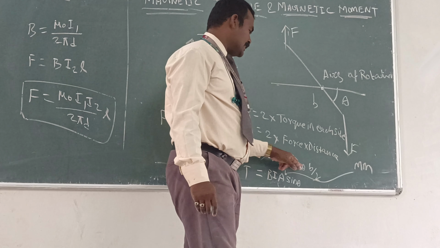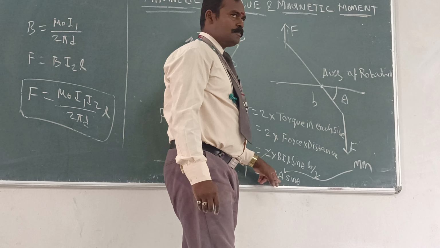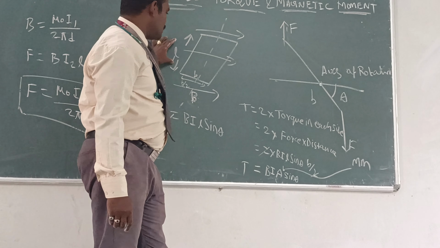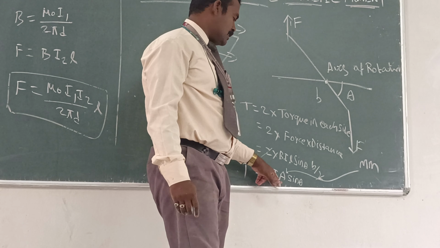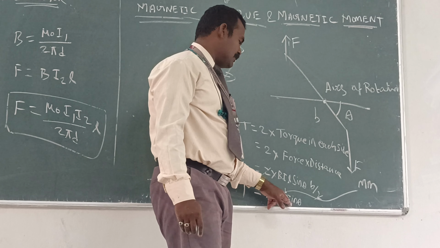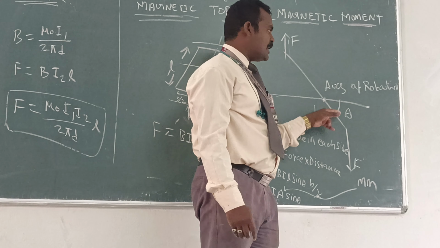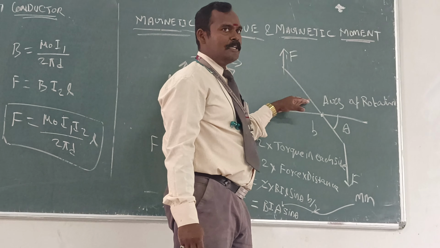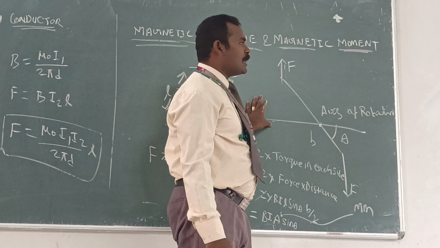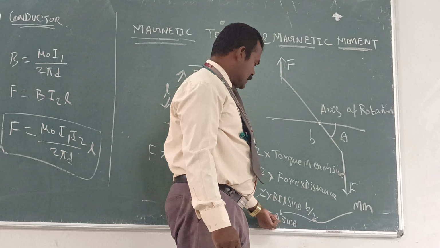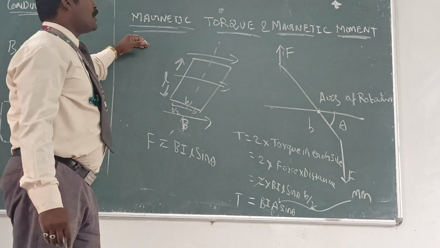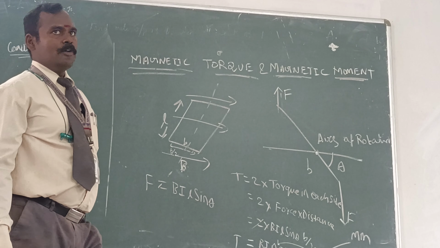The length L and breadth B can be replaced by the area, because we know the formula for area is length into breadth. So we can replace it with the area, then current, then magnetic flux density, and from the relationship the sin theta will come. The sin theta relates to the axis of rotation. Due to the movement, the conductor tries to rotate, and the rotational force is called the torque. The axis of movement, that is I into A, is the magnetic moment. This is for the magnetic torque and the magnetic moment. If you have any doubt, you may ask.